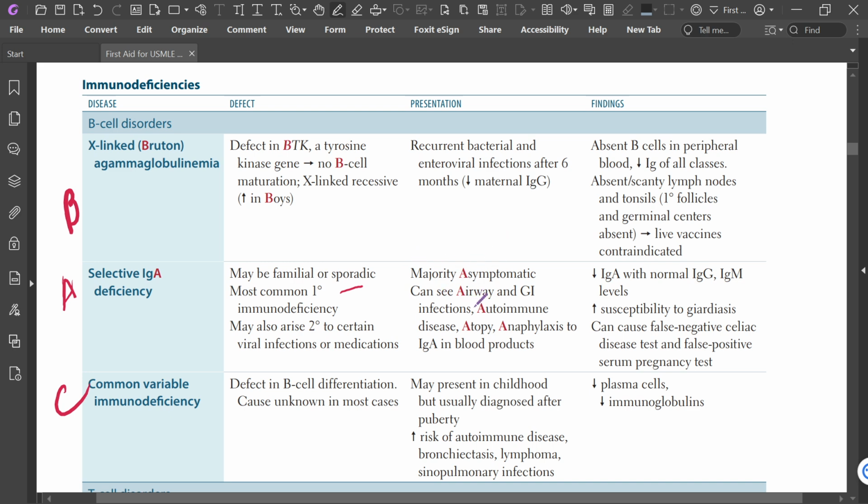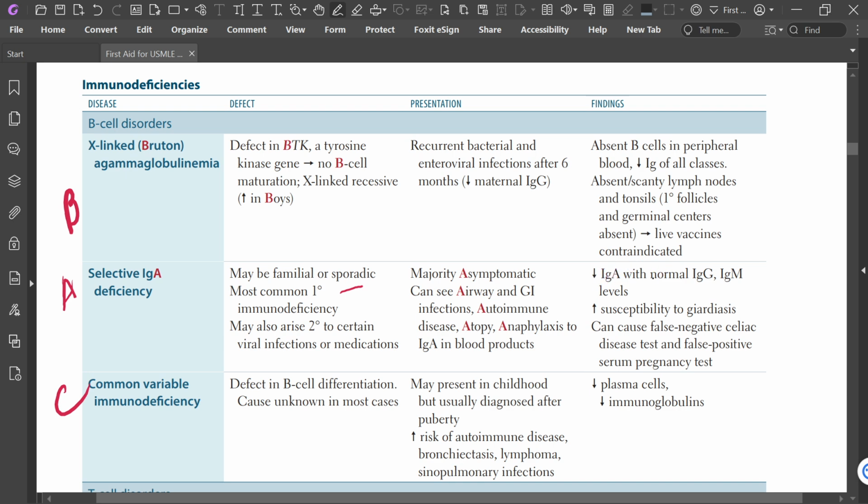The majority are asymptomatic, but you can see airway and GI infections, autoimmune disease, atopy, and anaphylaxis to IgA in blood products. So in selective IgA deficiency, there is atopy, often asymptomatic, airway infections, autoimmune disease, and anaphylaxis to IgA in blood products.